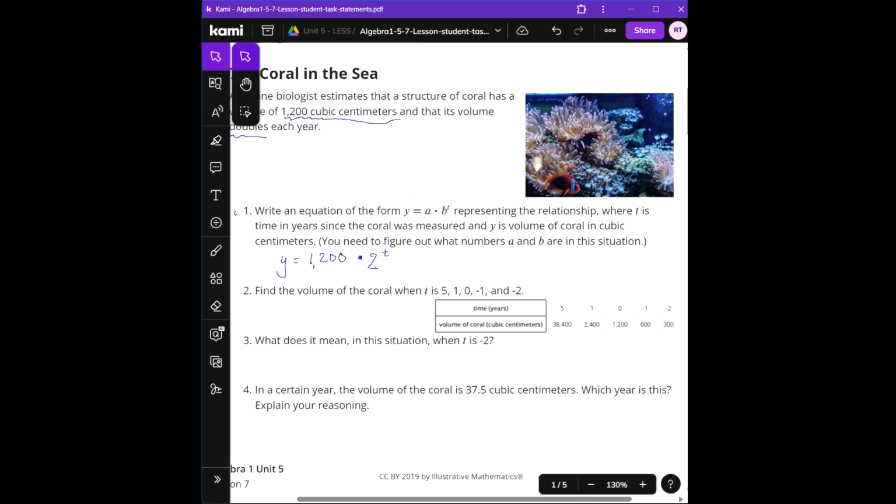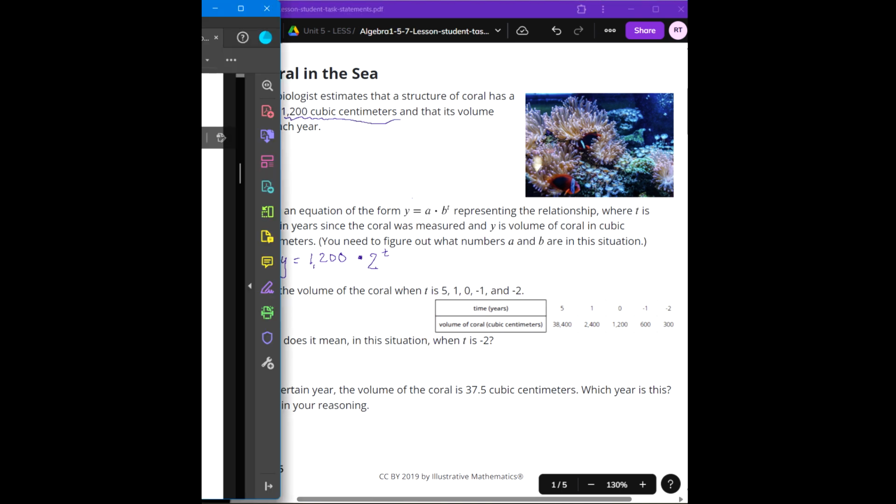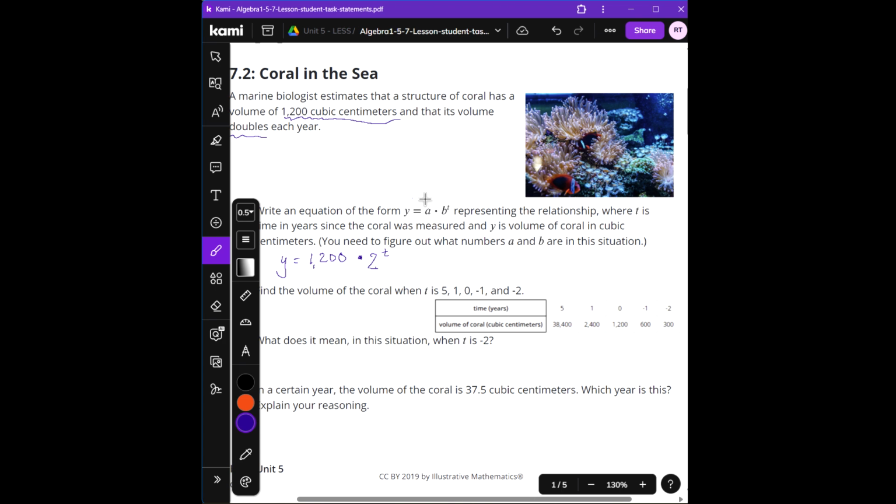Okay, so I put in the table here, and just remember that this number right here, when t equals 0, that's the initial. Okay, and then what we can do is plug in our time into this equation, and then it will give us the rest of these values. Okay, but what does it mean in the situation when t is negative 2? Okay, so this is 2 years before.